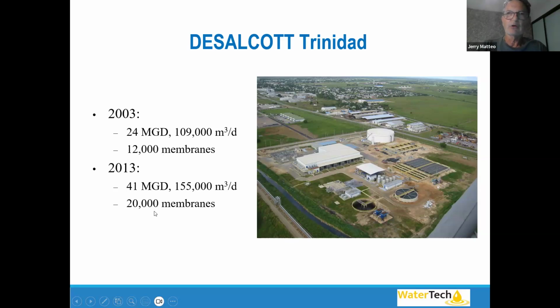I mean, a big RO system might have a couple hundred membranes. This has now 20,000 or more membranes. It's just, this whole building is just full of vessels and membranes.